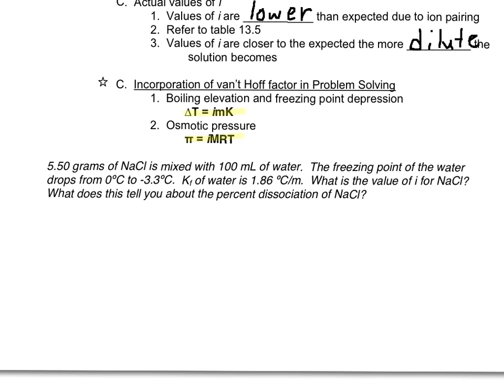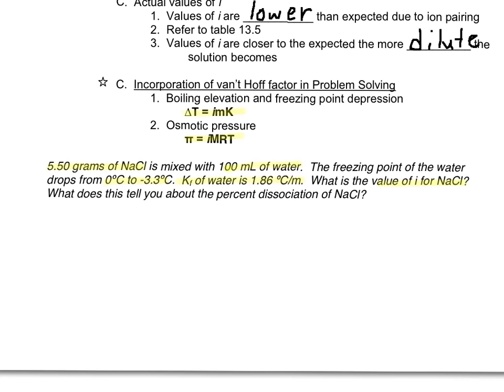So let's take a look at this last example here. In this problem, we have 5.5 grams of NaCl being mixed with 100 milliliters of water. It tells us the freezing point goes from 0 to negative 3.3. It gives us Kf of water. It wants what's the value for i for NaCl. And what does this tell you about the percent dissociation?